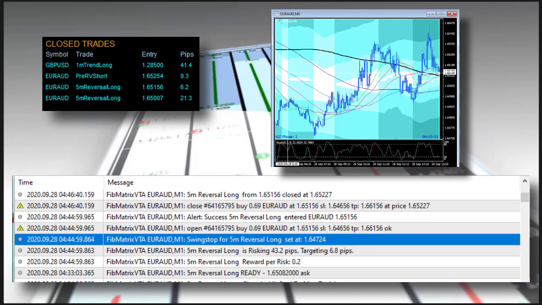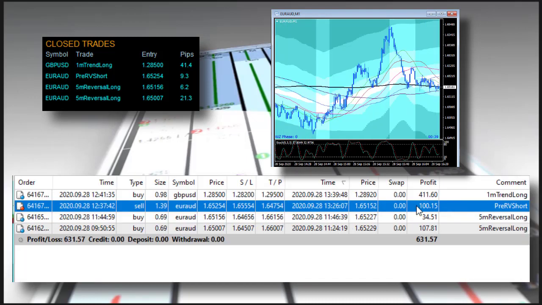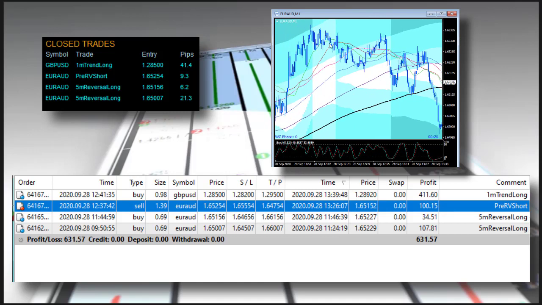Then we also had one final Euro Aussie preemptive reversal, so that would be the 1-minute preemptive reversal short. We got in at 65.25 at 12:37. You can see it. We're here. So here was the expanding trend. Here was the collapse of the white zone. Here was the cross of the L1, L2. And here was the next touch.